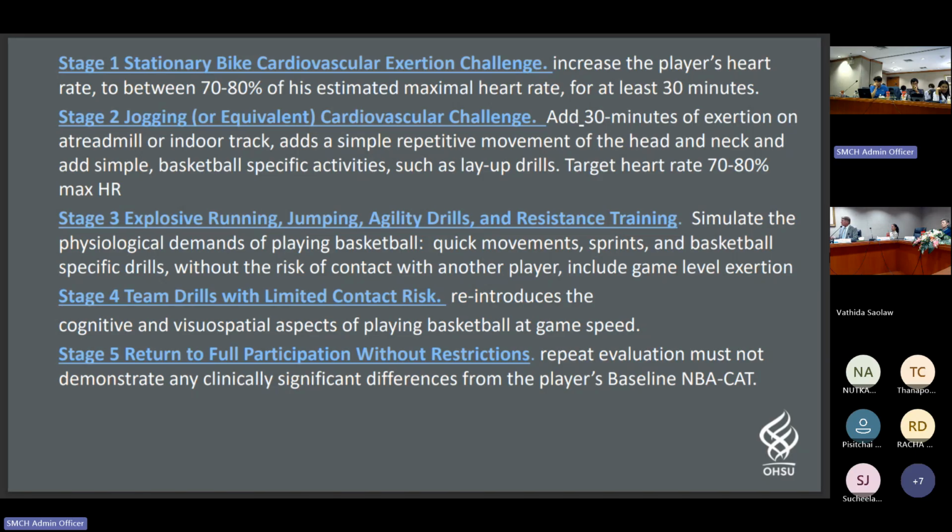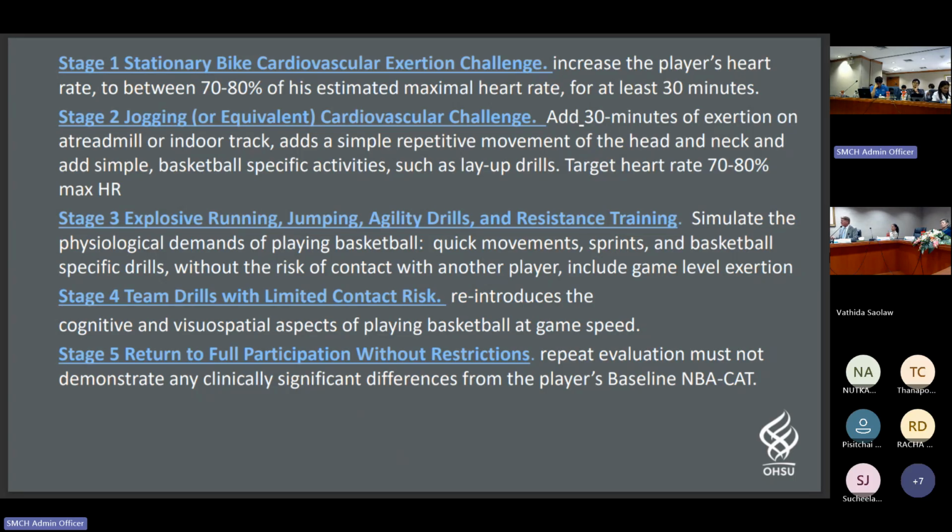So you add 30 minutes of exertion on a treadmill or indoor track, and also repetitive movements of the head and neck, like basketball skills. Target heart rate is still about the same. Stage three, if they can pass it, you do explosive running, jumping, agility drills, and resistance training. And this is to simulate normal basketball playing without any risk of being hit. And then finally, stage four would be to introduce the cognitive and visual spatial aspects of playing at game speed. So this is actually limited contact, but trying to be careful not to have too much contact. And finally, this is full release.